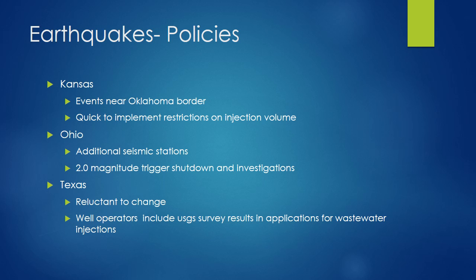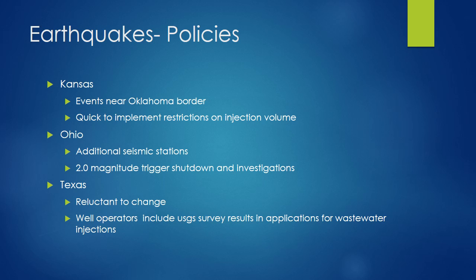Some policies have been updated recently in regards to earthquakes. Kansas doesn't have much fracking operations, but they had events near their Oklahoma border, and they were quick to implement restrictions on injection volumes to cut down on the number of events. While it hasn't fully solved the problem, they have seen a reduction.